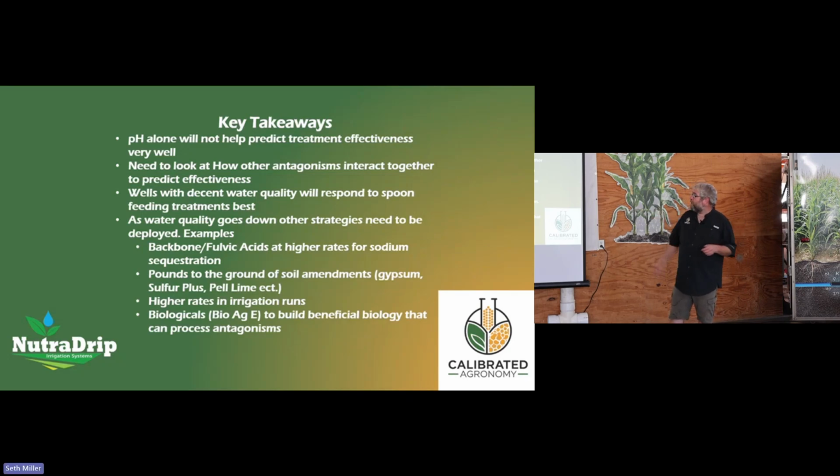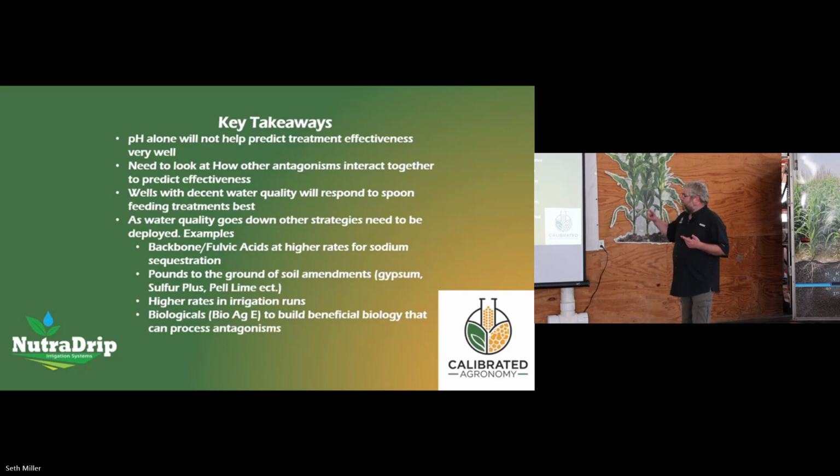So my key takeaway is pH alone matters, but it doesn't drive everything. We got to look at those other antagonisms. In the wells, if we can identify a well with a decent to moderate water quality, those seem to respond very well to small treatments. And then as the water quality goes down, that's when we need to deploy other strategies. These are just a list of a few we can look at.